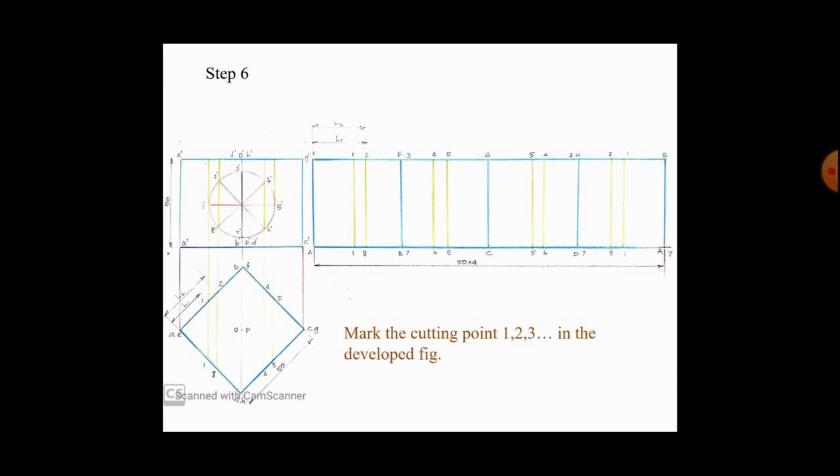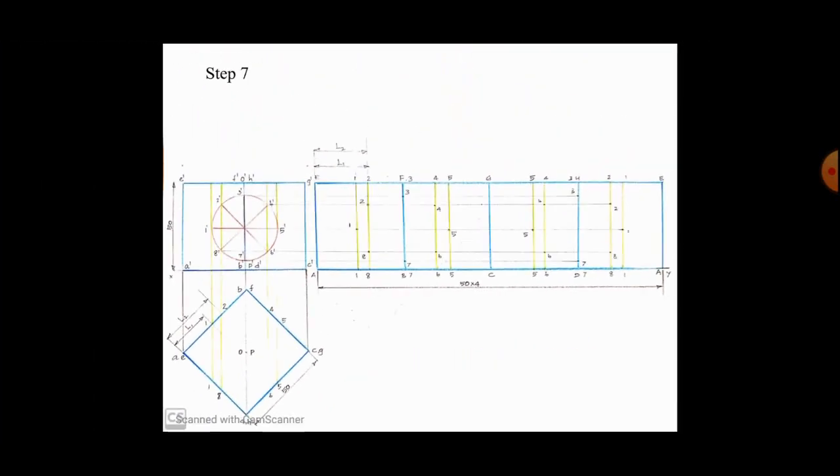Once you get all these cutting points in the development, we can go for the projection. Now in the next step, you project from each and every point in the elevation. From the circle in the elevation, you project from 1 dash till it meets the line 1. So you get the point 1. You project 2 dash and 4 dash till it meets the lines 2 and 4. So you get the points 2 and 4. You project from 3 dash till it meets the line of 3. So you get 3. Likewise you get all the points 1, 2, 3, 4, 5, 6, 7, 8.